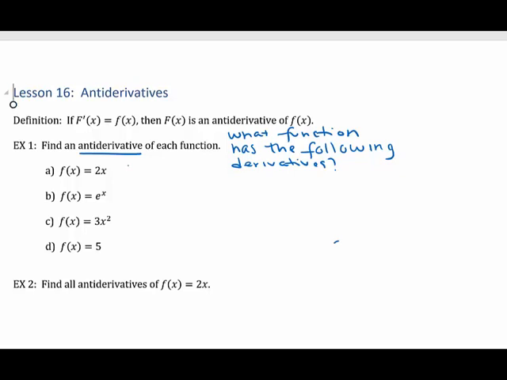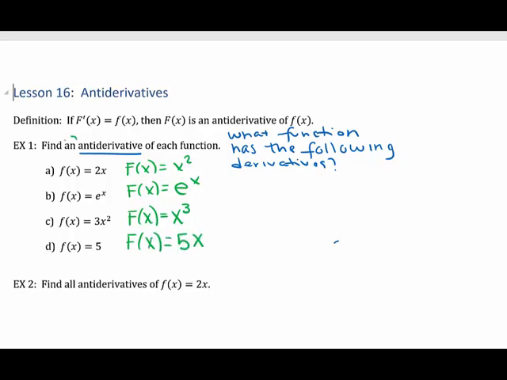So what function has a derivative that is 2x? The answer is x squared. X squared is an antiderivative of 2x. What function has a derivative of e to the x? E to the x is an antiderivative of e to the x. What function has a derivative of 3x squared? Well, x cubed has a derivative of 3x squared. And then finally, what function has a derivative of 5? That would have to be 5x.